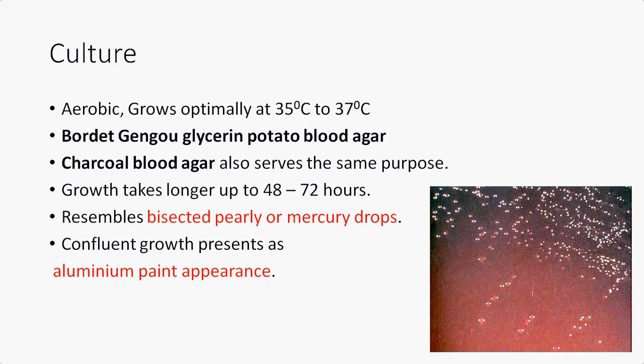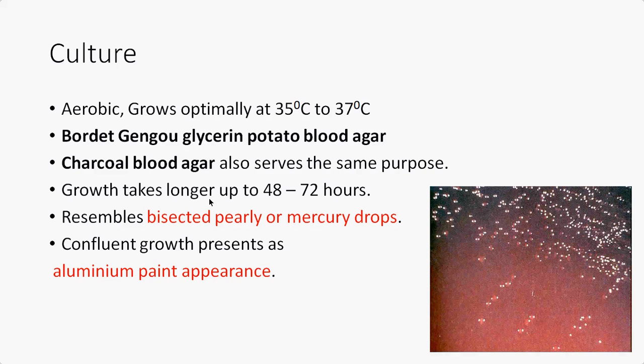For culturing, we can use blood agar or special media like Bordet-Gengou, glycerin potato agar, or charcoal blood agar. Here they grow at 35 to 37 degrees Celsius, as other bacteria also grow at the same temperature. They take longer to grow, so you have to incubate for a longer period, up to 2 to 3 days, and see it after 2 to 3 days.